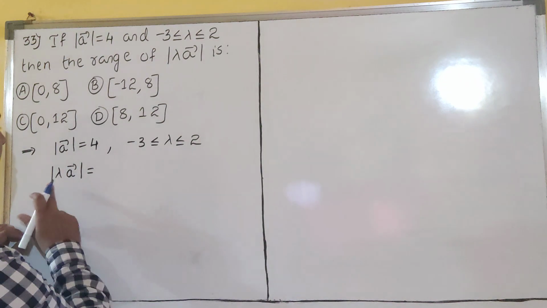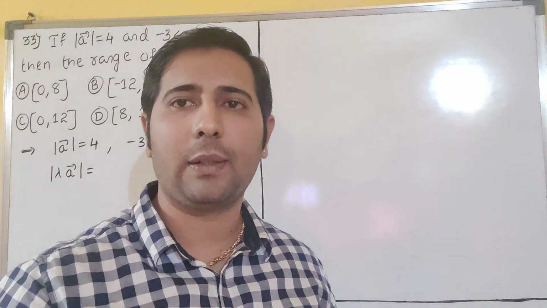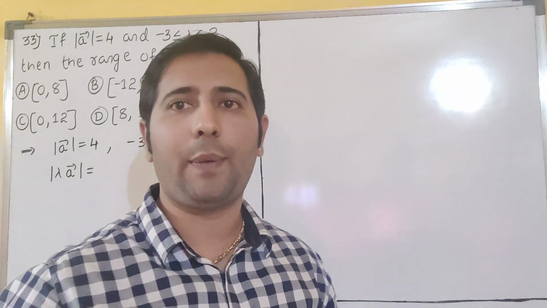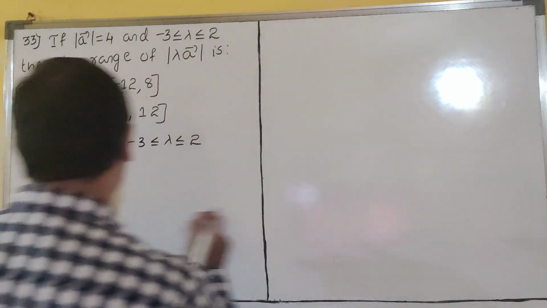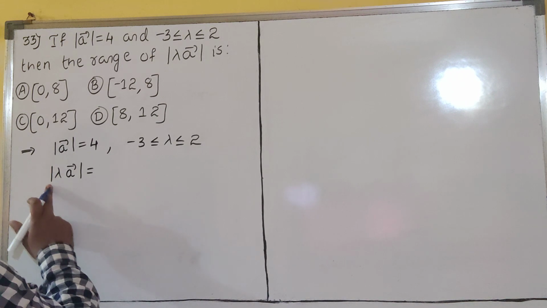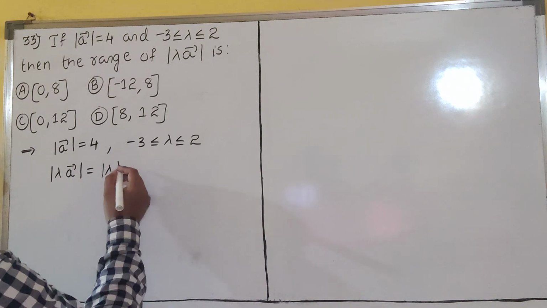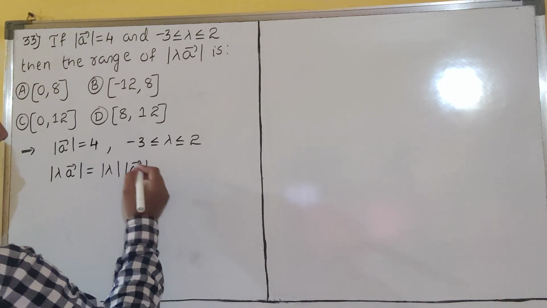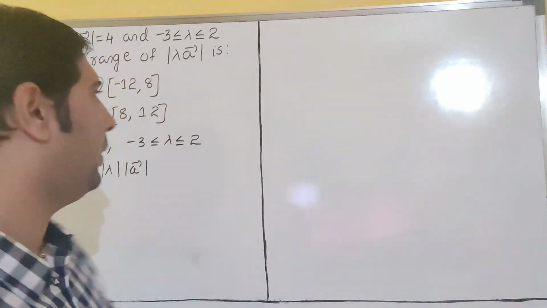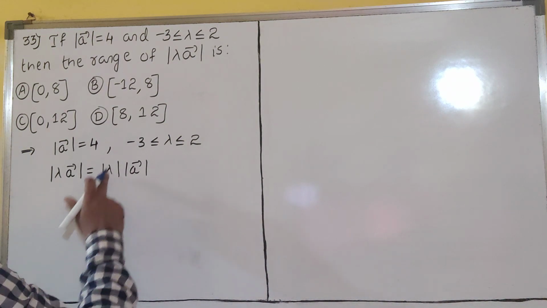So now see here, the magnitude of λ into vector A. Similarly you can write it like a determinant. Determinant of vector A into B is what? Determinant of A into B. We can write it like this, no? So determinant A into determinant B. Similarly, the magnitude of λ into vector A, we can write as magnitude of λ into magnitude of vector A, dear students. And you know magnitude can't be negative. So now see here, if you put minus 3, what will we get? Magnitude of minus 3 is what?